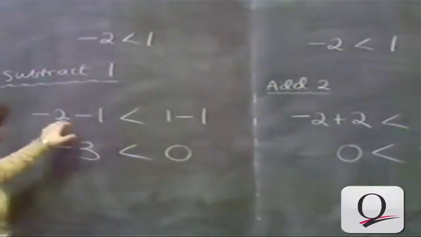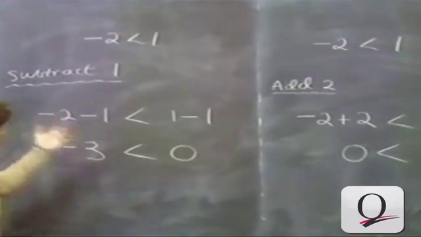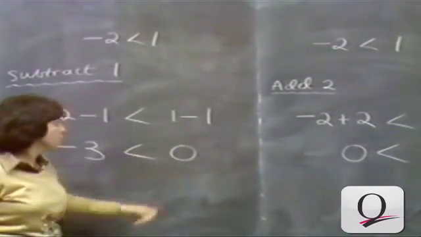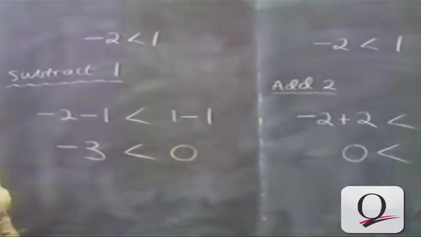Okay, apparently subtracting, say, the same number from both sides of an inequality gives you an equally true inequality. If you started with a less than inequality, this is also a less than inequality. Minus 3 is still less than 0.